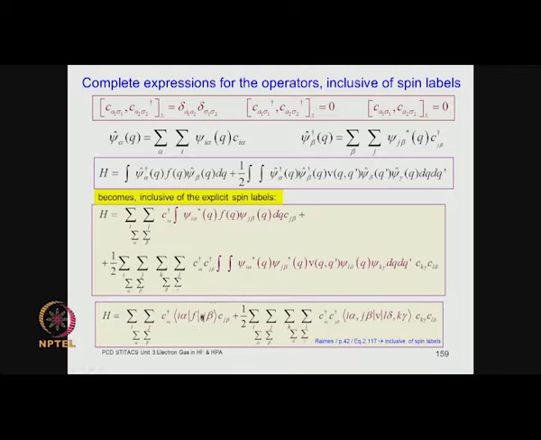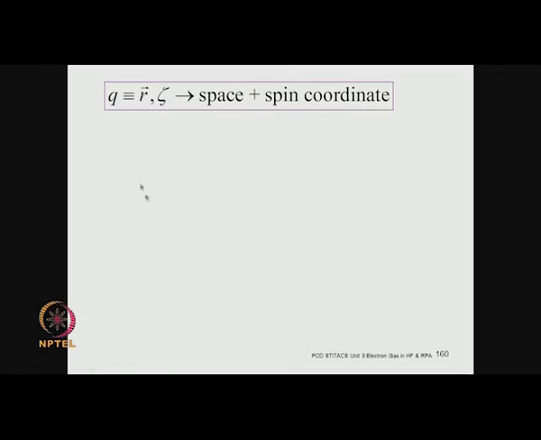We can also write it equivalently in terms of not just the field operators, but only in terms of the creation and destruction operators. So, these are completely equivalent forms which we saw in the previous slide as well. So, our notation is well understood that the label Q is a set of 4 coordinates, 3 space coordinates and 1 spin coordinate. Okay? This is the same notation that we used in the Hartree-Fock theory also.